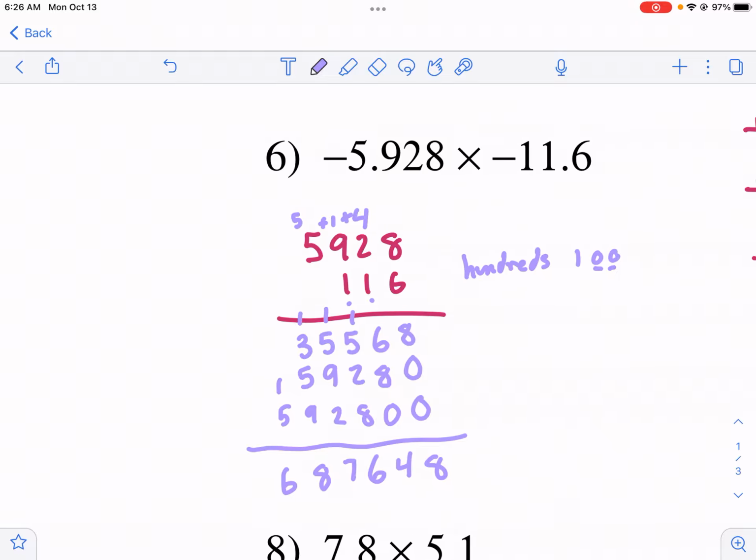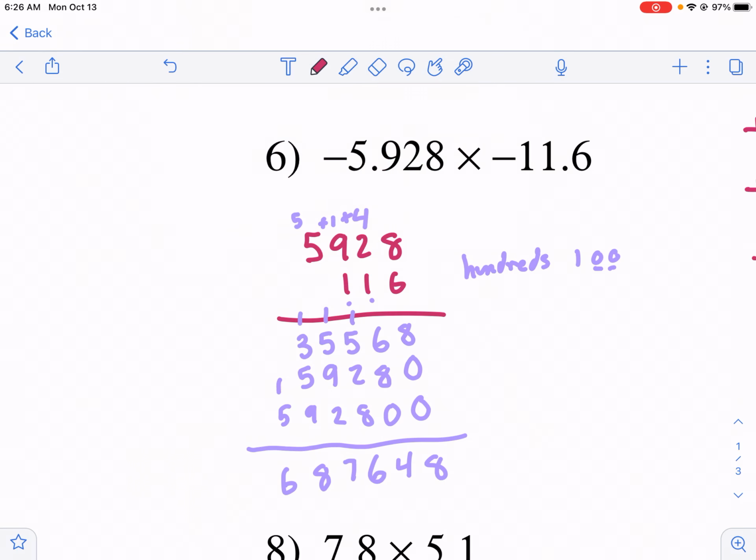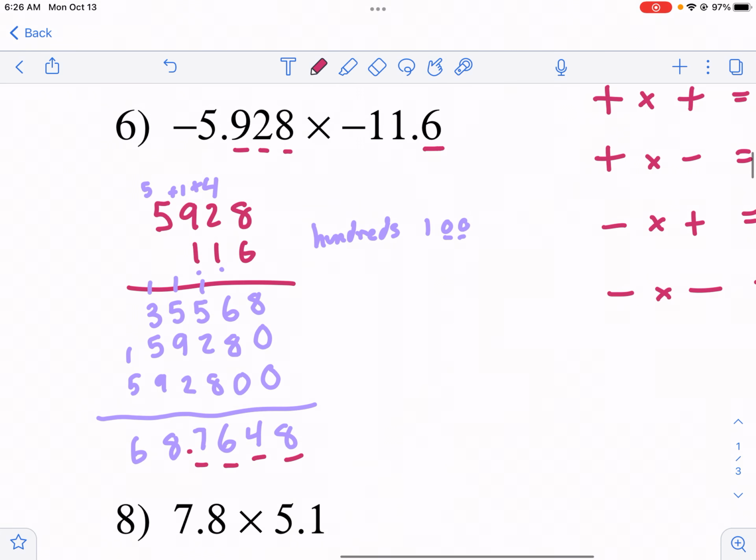Now, I still need to apply my decimal rules. I've only finished step 2. So I have 1, 2, 3, 4 numbers after the decimal, so I need 1, 2, 3, 4 numbers after the decimal. There we go. So I got my decimal in the correct spot now.